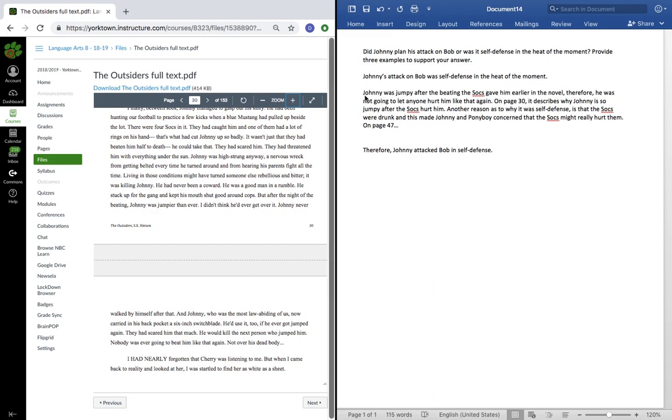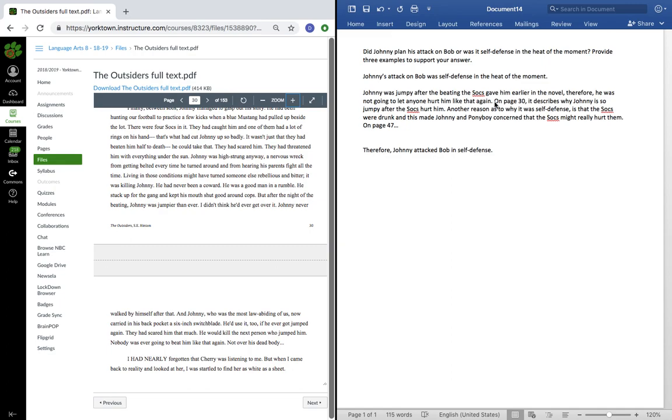So up here we have the evidence. It says Johnny was jumpy after the beating the Socs gave him earlier in the novel. Therefore, he was not going to let anyone hurt him like that again. Now this supports what our answer is. The problem is, what some of you will often do is give that evidence and just assume the person reading it is going to believe you. But you need to cite your proof from the novel.